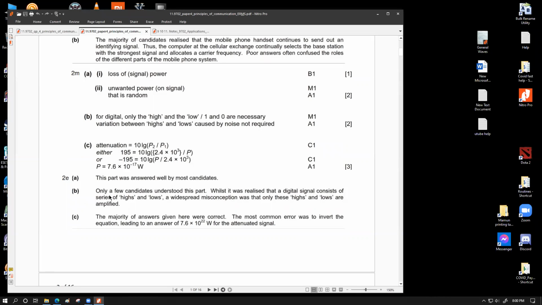The examiner's reports say only a few candidates understood this part. Whilst it was realized that a digital signal consists of a series of highs and lows, a widespread misconception was that only these highs and lows are amplified. These highs and lows are not amplified. We take the input from the highs and lows and regenerate the whole signal using the supply voltage of the op amp. You don't have to mention the op amp. I'm just telling this to you so that you can make sense of how it works, because we are acquainted with how op amps operate.